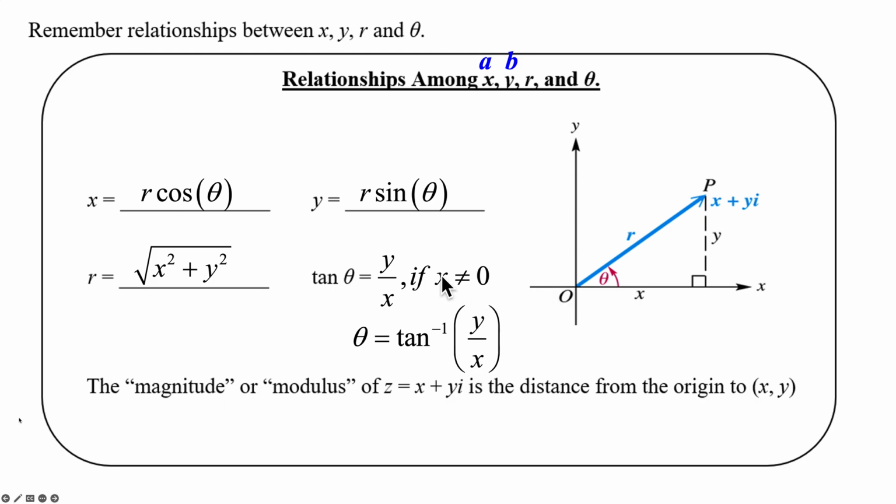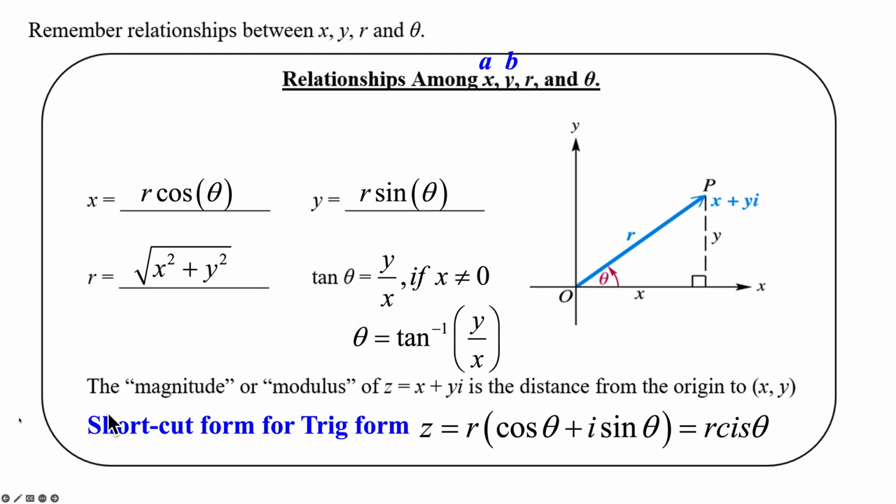Now, we have a shortcut notation for trig form, and I'm so happy to finally talk about it. Instead of saying r times cosine theta plus i sine theta, we're going to shorthand this. Important letters are the r, the c for cosine, the i for the imaginary number, the s for sine, and our theta, which is the same for both. So why do we write it twice when we can write it once? So I'm going to use this a lot.